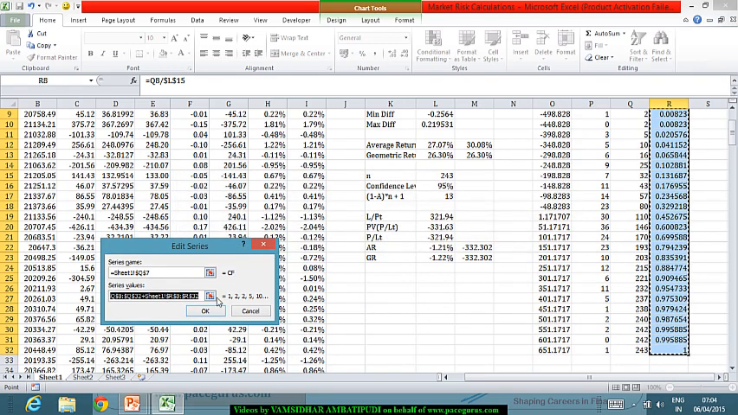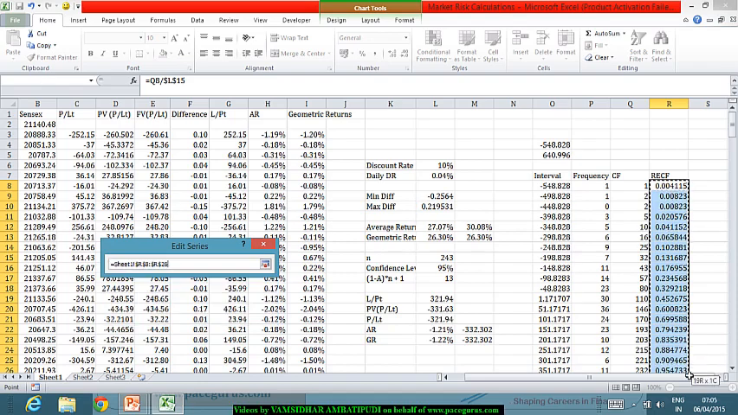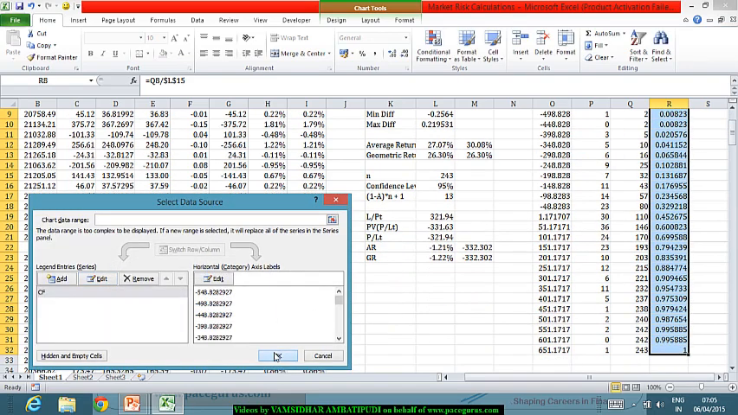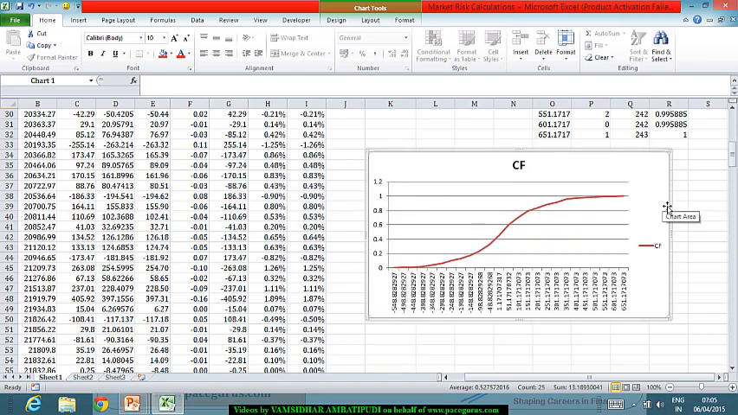Right? Instead of considering the cumulative frequency, I'll consider the relative cumulative frequency, which will give me a kind of graph like this, where the interval is from 0 to 1 here. Now this is like a cumulative frequency function.